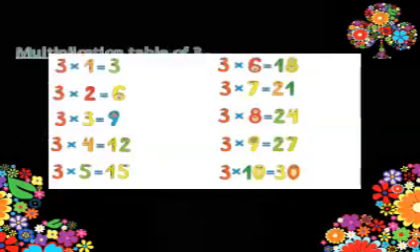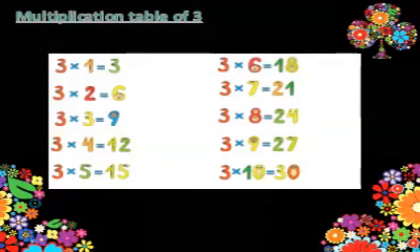Now I want to remind you of the multiplication table of 3. You know that 3 times 1 is 3. 3 times 2 is 6. 3 times 3 is 9. 3 times 4 is 12. 3 times 5 is 15. 3 times 6 is 18. 3 times 7 is 21. 3 times 8 is 24. 3 times 9 is 27. And 3 times 10 is 30.